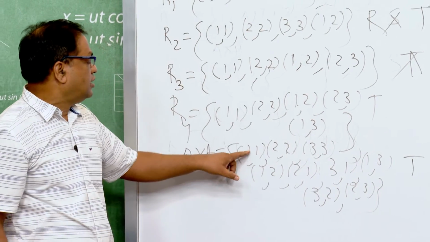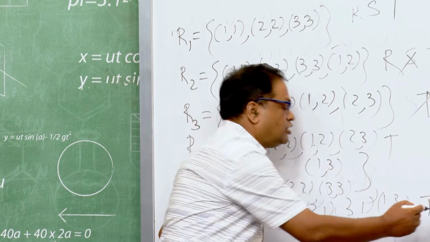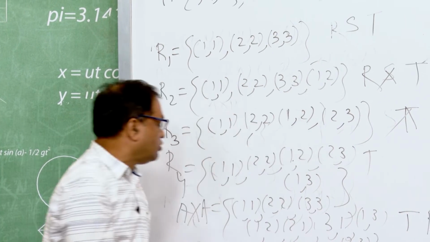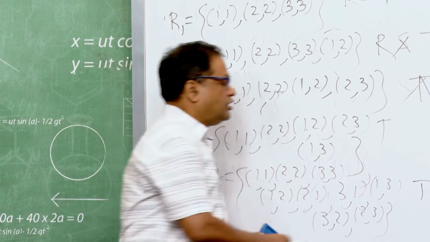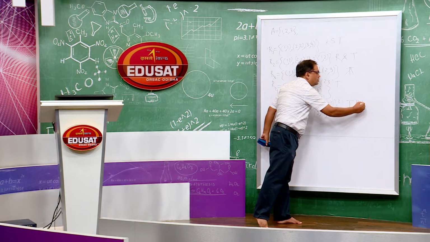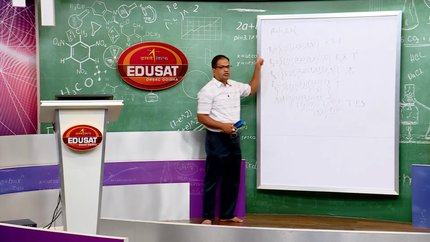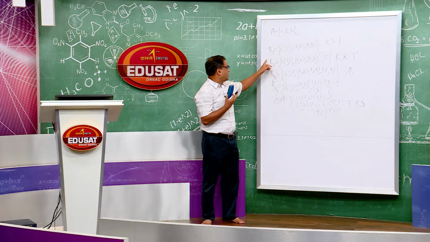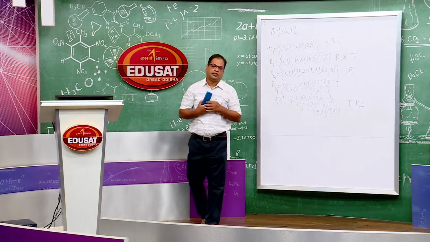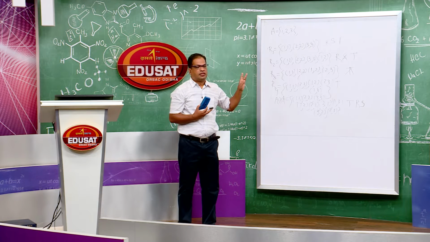Also, this is a reflexive relation because (1,1) is there, (2,2) is there, (3,3) is there. This is also symmetric because (1,2) is present, its opposite (2,1) is present. So, we discussed reflexive relation, symmetric relation and transitive relation, and you see R1 and R2 are these two relations: reflexive, symmetric and transitive relations.